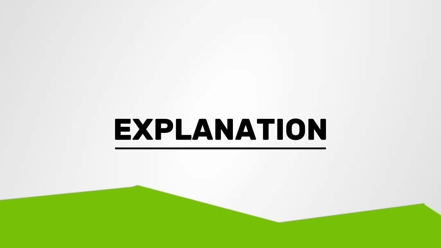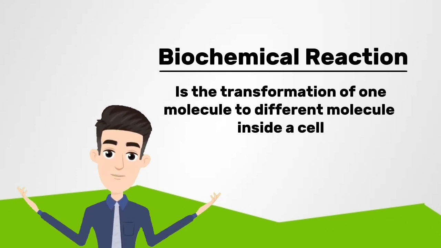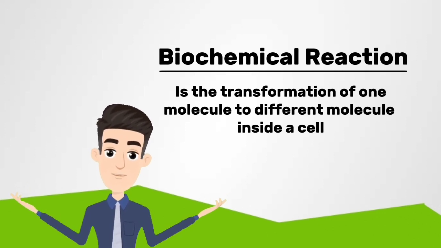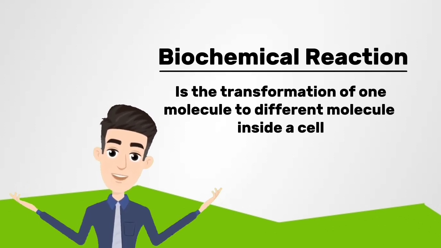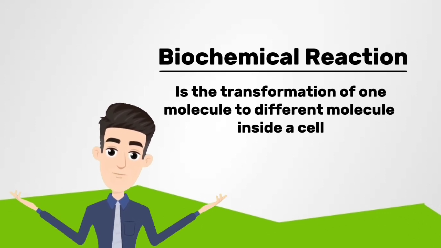Now, it's time for observations and explanation. The reaction we've created was an example of slow biochemical reaction. We can think of biochemical reaction as similar to photosynthesis, where plants convert carbon dioxide, water, and sunlight into energy that it can use to grow.